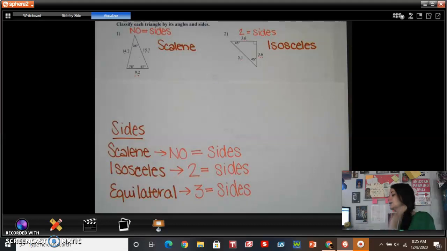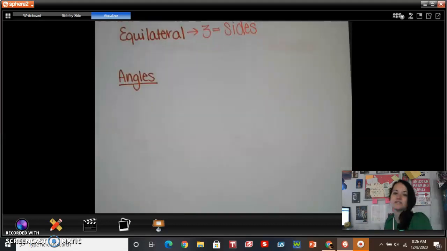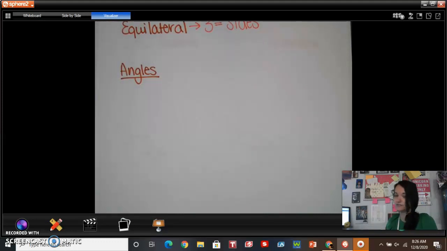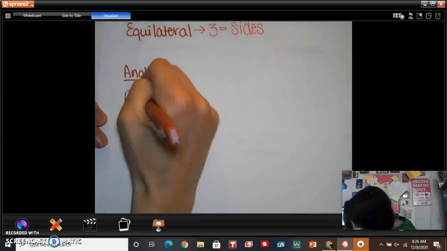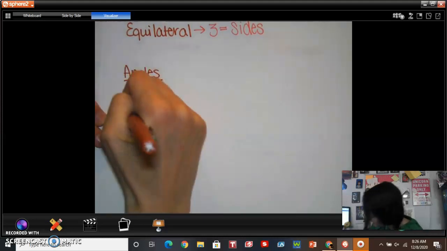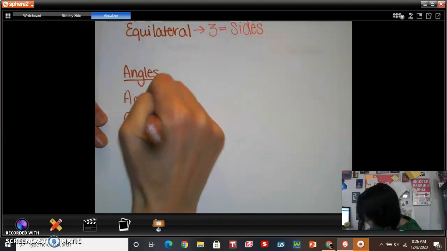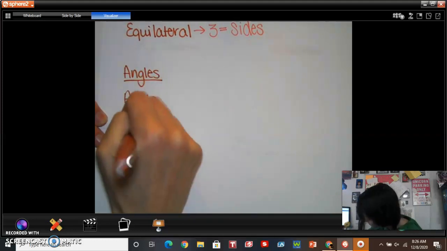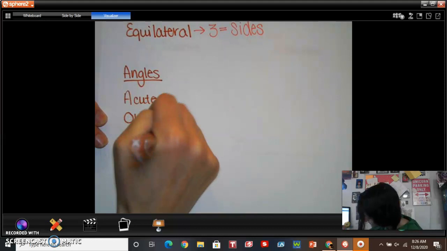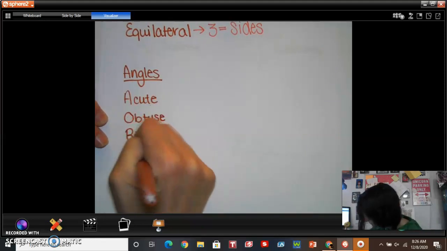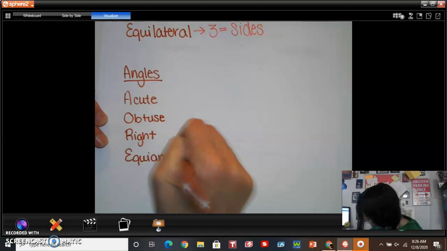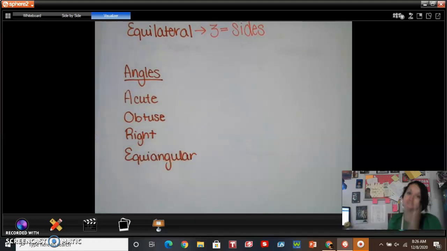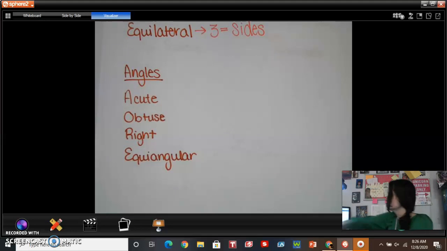Okay, now let's talk about our angle classifications. There are 4 ways to classify a triangle by its angles. The first way is called acute. Then we also have obtuse. We have right, and we have equiangular. Okay, so let's discuss what it means for these types of classifications.